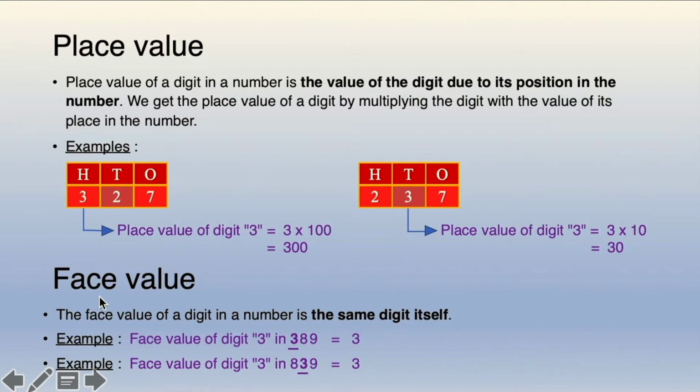Now face value. The face value of a digit in a number is the same digit itself. So, the face value of any digit in the number does not depend upon the position of the digit in the number. So, in this number 389, digit 3 is at 100's place. But the face value of digit 3 is the digit itself, that is 3. And in this example, the number is 839. The digit 3 is at tens place. But still the face value of digit 3 is equals to the digit itself, that is 3.